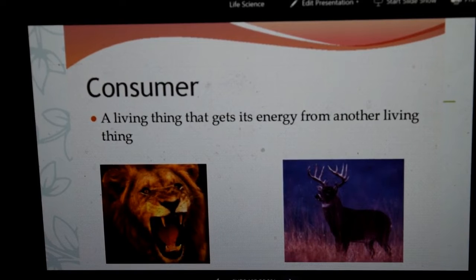And those things that come and eat the plants are called consumers. A consumer is a living thing that gets energy from another living thing. You don't see many lions eating grass, but these deer would eat grass. A lion's not going to eat this white-tailed deer because this is in Africa and this is in North America. But you get the idea that a deer gets its energy from the grass it eats, and a lion gets the energy from the animal that eats the grass. So a consumer is a living thing that gets its energy from another living thing. That's pretty much everything except plants.